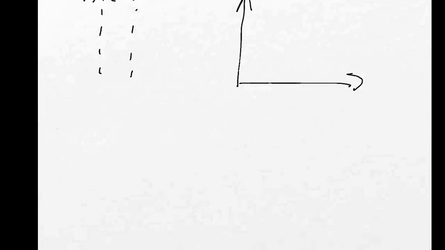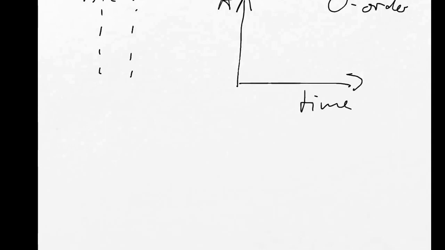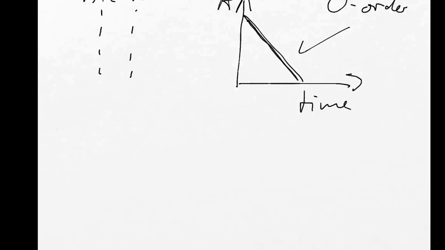So if it is a zero order, I plot time versus A with my data. And if I get a straight line, I know it is a zero order reaction. There's no other way that I would get a straight line unless it is a zero order. So if I get that, tick box, I know it's zero order.